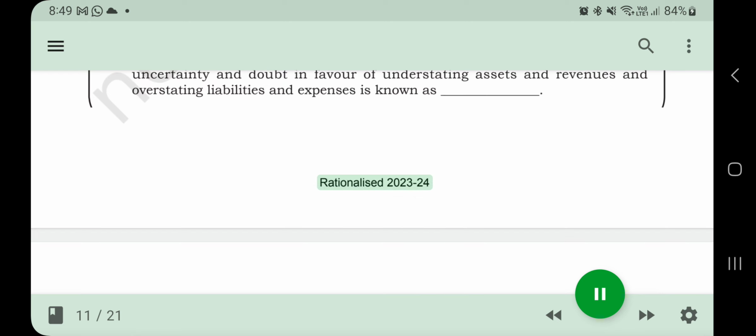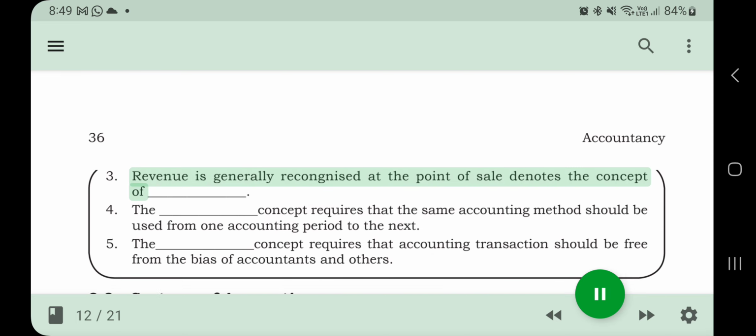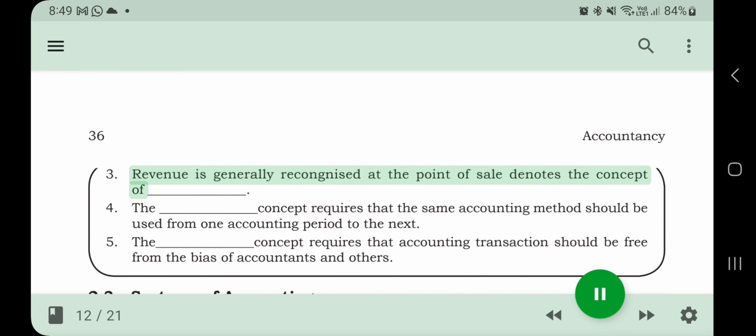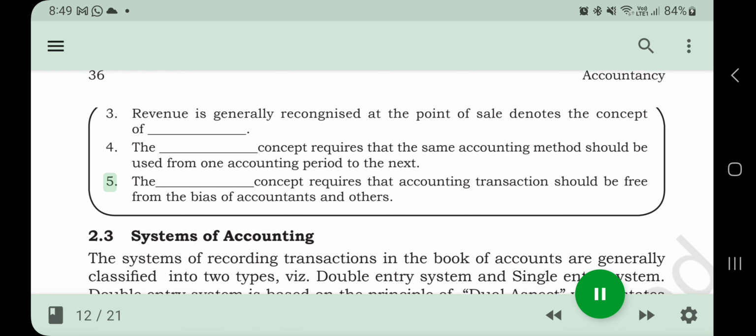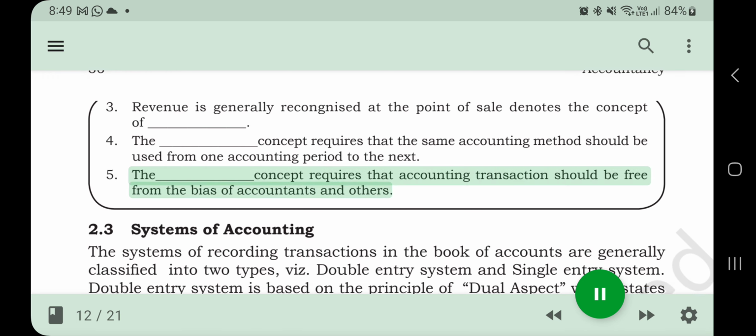3. Revenue is generally recognized at the point of sale denotes the concept of 4. The concept requires that the same accounting method should be used from one accounting period to the next. 5. The concept requires that accounting transactions should be free from the bias of accountants and others.